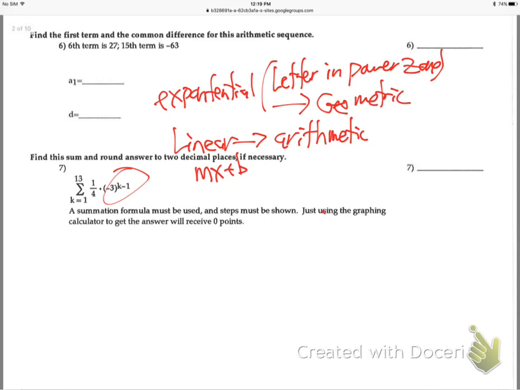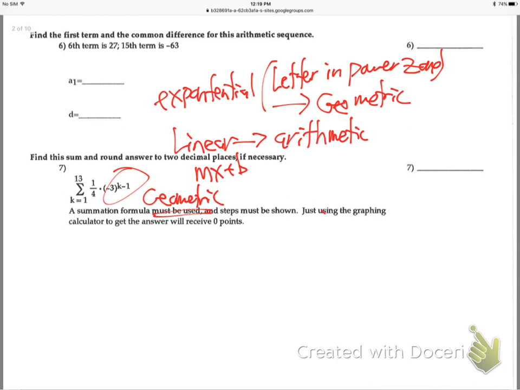That k's up in the power zone, right? That's k minus 1 up in the power zone. So this one is geometric. So remember that when the letter gets in the power zone, it's geometric. That's how you can tell whether it's arithmetic or geometric. The letter is up in the power zone. Okay, so we know it's geometric.